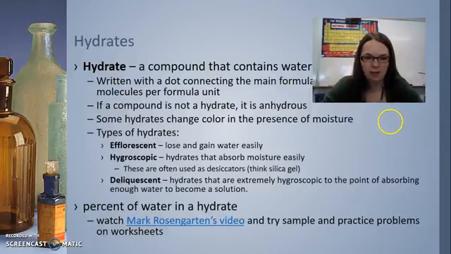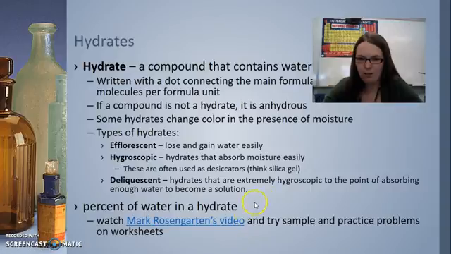And then you have deliquescent. And I have a video that I can show you of these once we're in class, where some things are actually so water-loving that they will basically dissolve themselves. They'll absorb so much water that they go ahead and turn into a solution. And it's kind of neat to watch them do it.